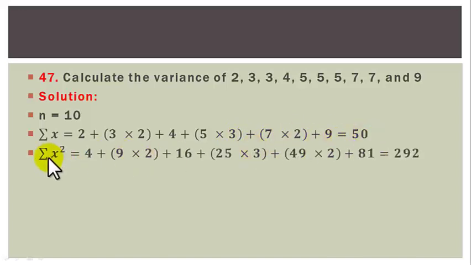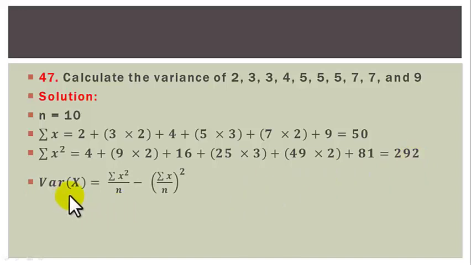Also, let us find the sum of x squared, that's squaring each of the values and then adding. The square of the first value is 2 squared, which is 4, plus 3 squared, which is 9, times 2, plus 4 squared, which is 16, plus 5 squared, which is 25, times 3, plus 7 squared, which is 49, times 2, then plus 9 squared, which is equal to 81. When you add all this, that will give us 292.